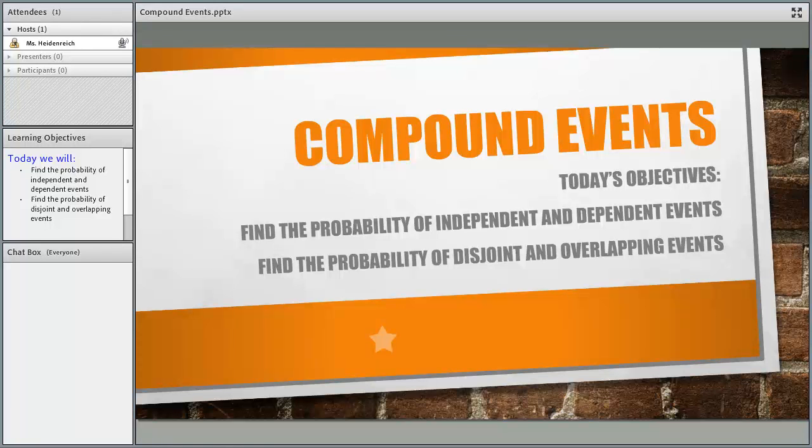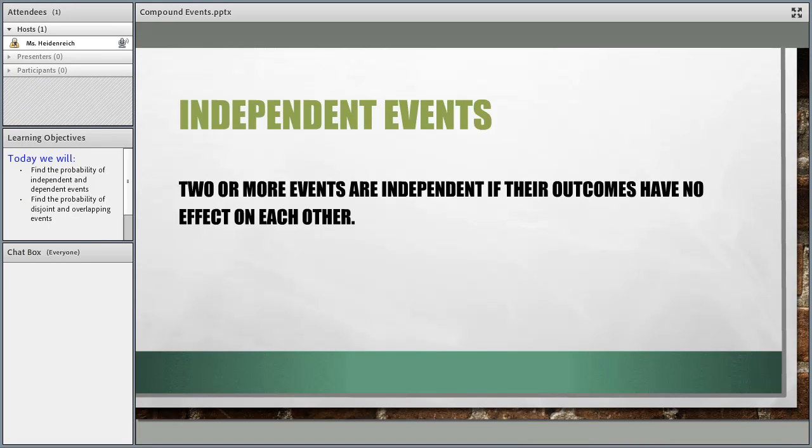Everyone, today we're going to be going over compound events, and so our objectives are to talk about how to find the probability of independent events, how to find the probability of dependent events, and then how to find the probability of disjoint and then overlapping events. So we've got a lot to do, so let's get started. We're going to begin with independent events.